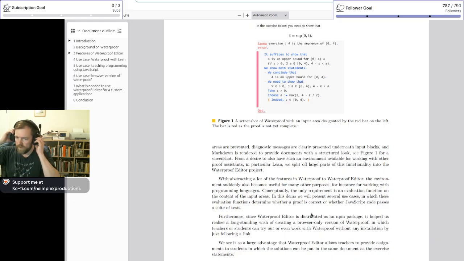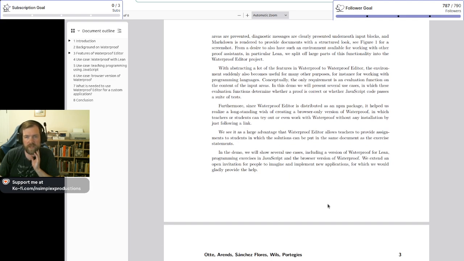Furthermore, since Waterproof Editor is distributed as an NPM package, it helped us realize a long-standing wish of creating a browser-only version of Waterproof, in which teachers or students can try out or even work with Waterproof without any installation by just following a link.